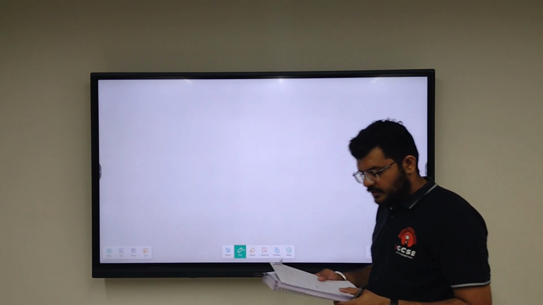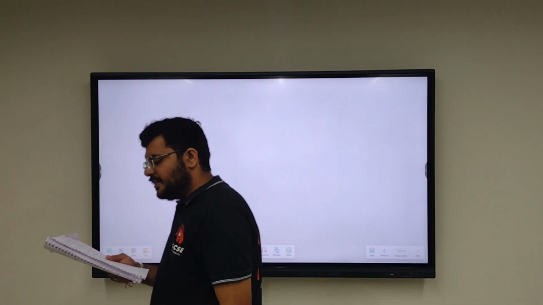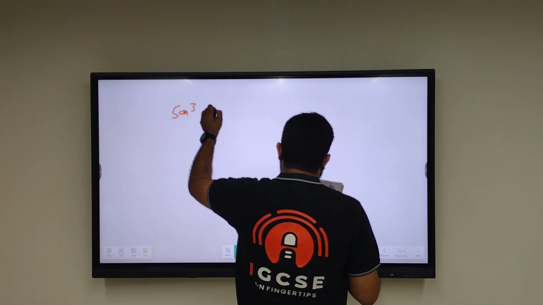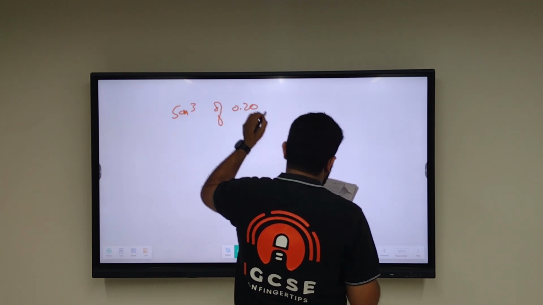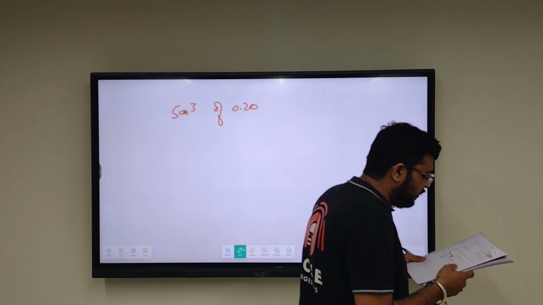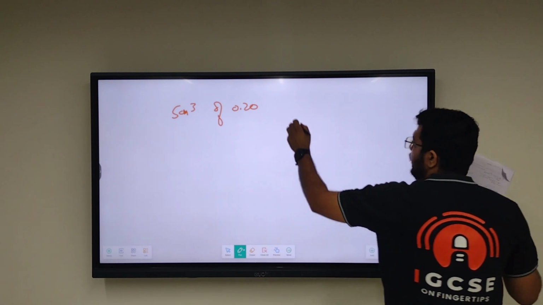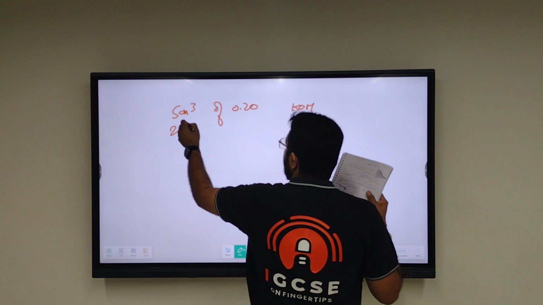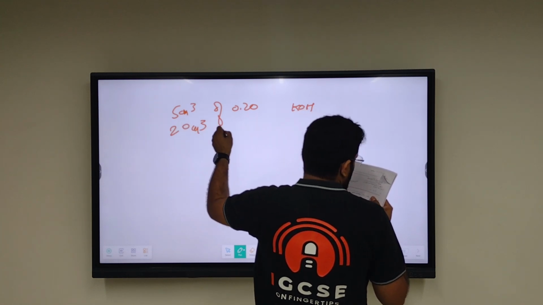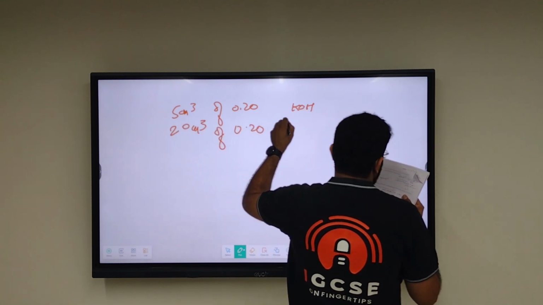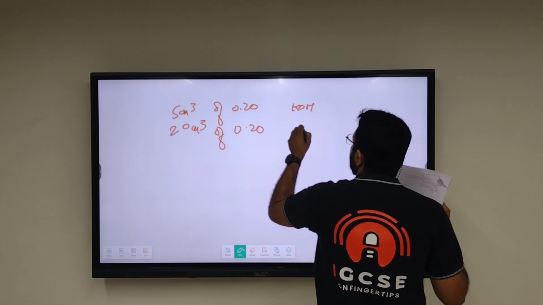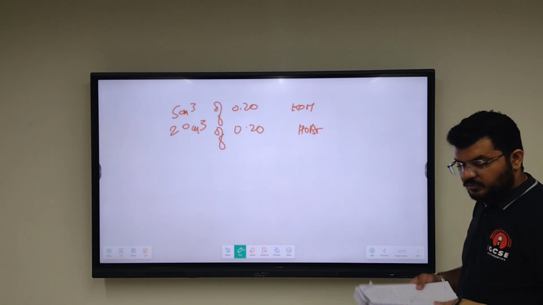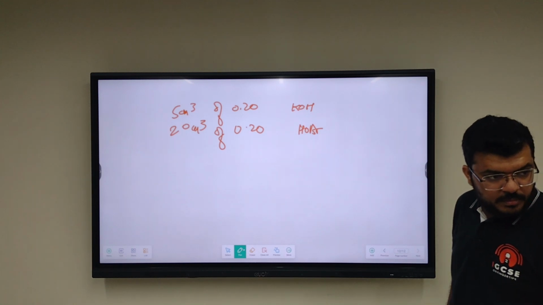Makes sense, 4.698. Okay, so write 4.7. Now they are saying 5 centimeter cube of this 0.20 mole per dm cube of potassium hydroxide solution, right? This is KOH and this is added to 20 centimeter cube of this 0.20 mole per dm cube of HOBr, right? Calculate the pH of buffer solution that is produced.